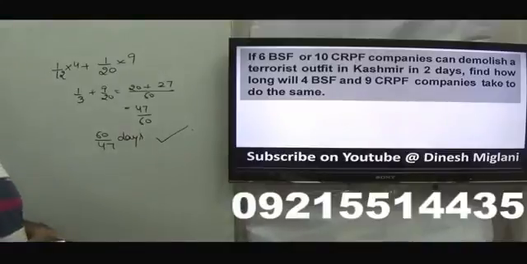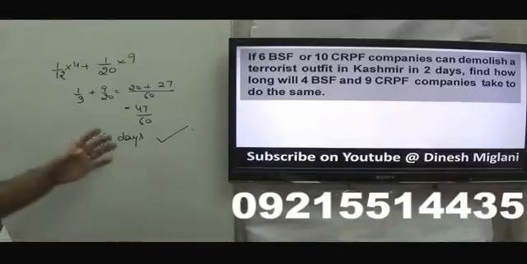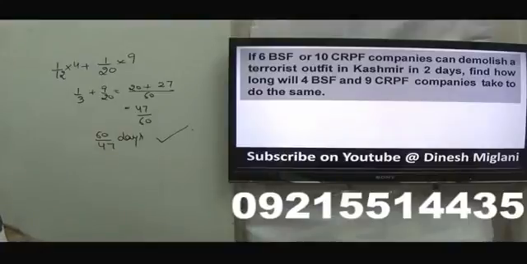What we have done: one day's work is 1 by 12, and the other's one day's work is 1 by 20. How much are 4 and 9? Just put all the values here and you can say 60 upon 47 days. That's your answer.